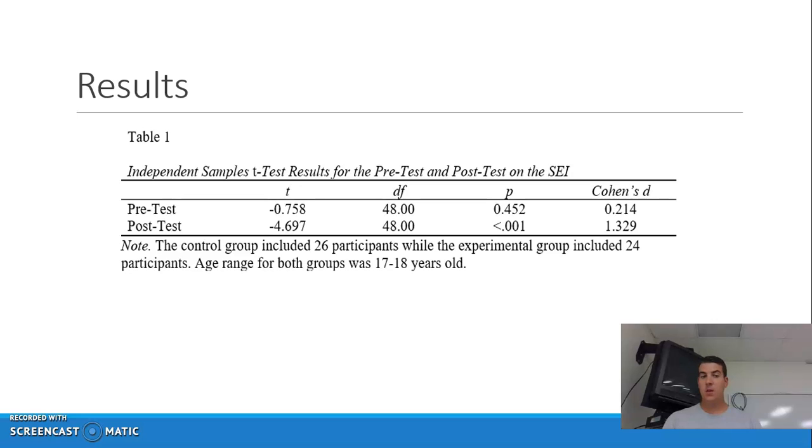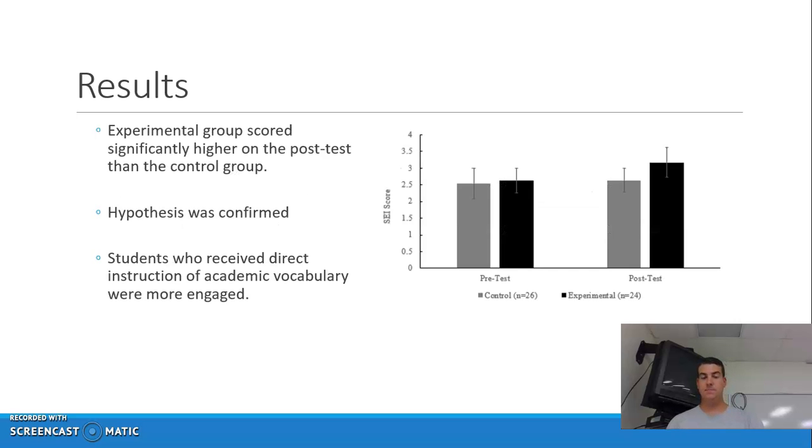Results of the study. As you can see from the p-values on the post-test, there is a statistical difference between the control and experimental group, showing that the experimental group was more engaged in the classroom. When it comes to the means of the 4-point scale, on the pre-test, the control group mean was roughly 2.54, while the experimental group had a mean of 2.63. So the means were only 0.09 apart in the pre-test.